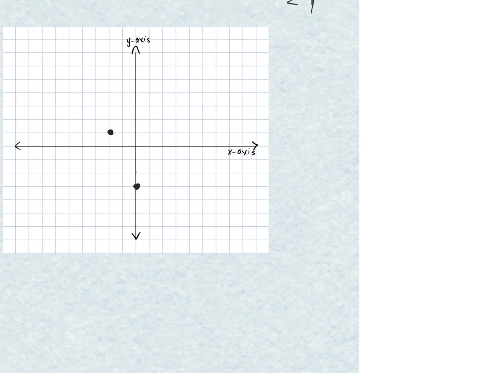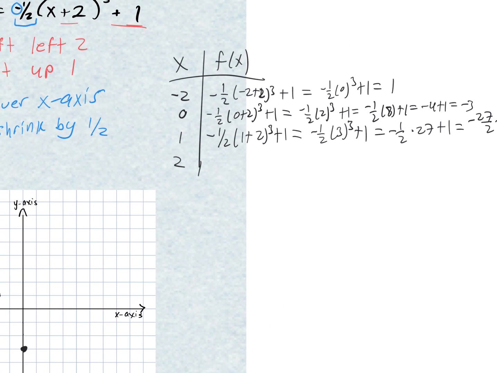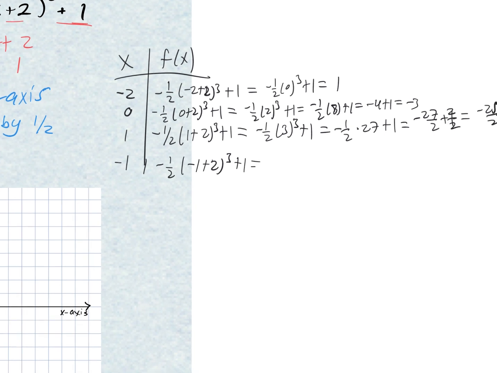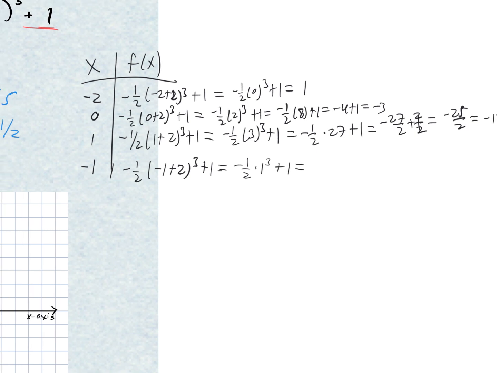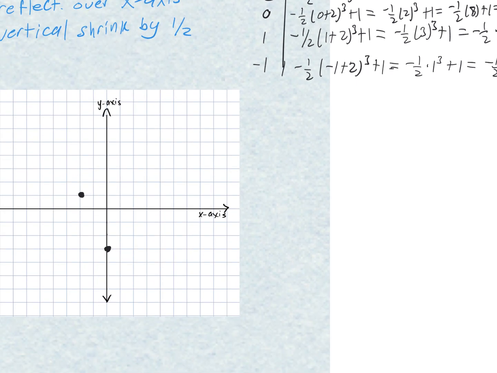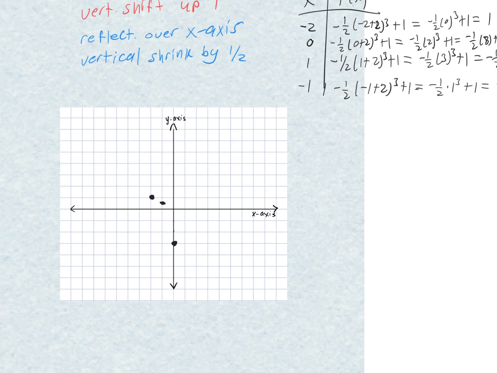It's probably going to go off our graph, so why don't we go in the other direction. I'm not going to use 2 anymore. How about I use -1, to make it a little bit easier. So I'm going to do -1/2 times (-1 plus 2) cubed plus 1. And -1 plus 2 is 1, so we get -1/2 times 1 cubed plus 1. That's just going to get us -1/2 plus 1, which is 1/2. So a lot easier point to graph. That's enough to graph.